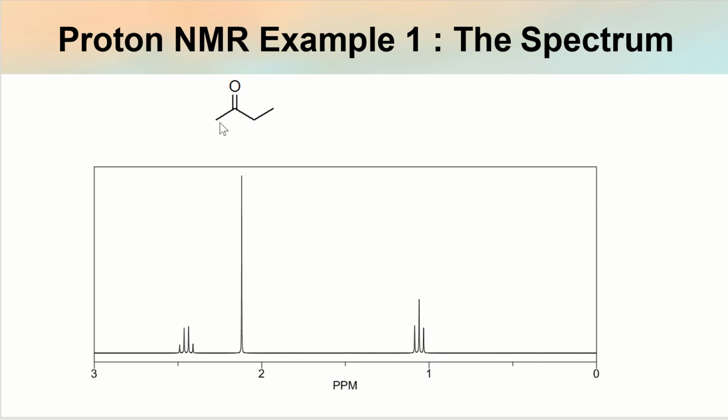So if you literally just drew 3 different peaks, not even sure where they are, you would have been onto something, because at least you know that you have 3 different types of protons, right? So the other thing that we want to examine is the multiplicity.